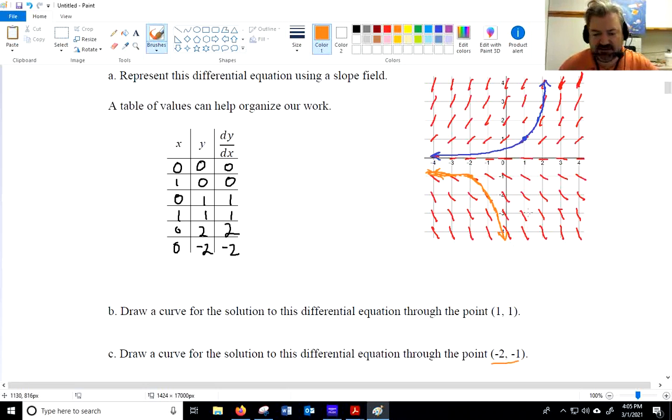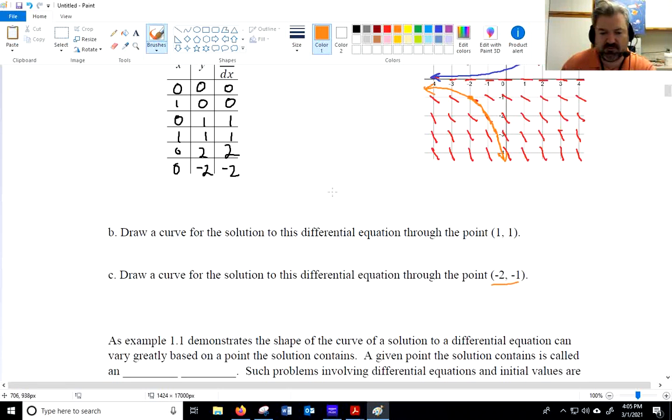So you can see that the shape of the curve seems to vary greatly based on the point that the solution has to go through. That seems to make a big difference. All right, one more I want to look at.